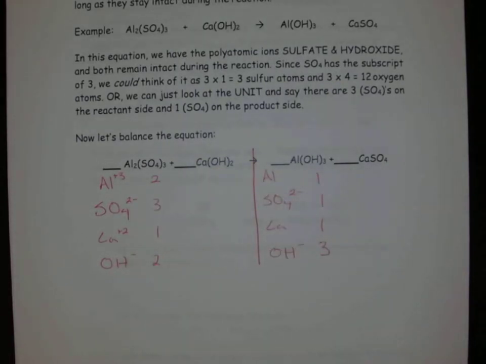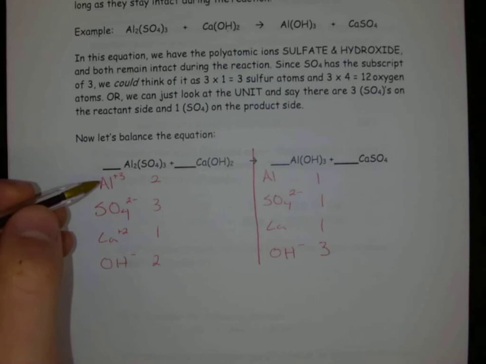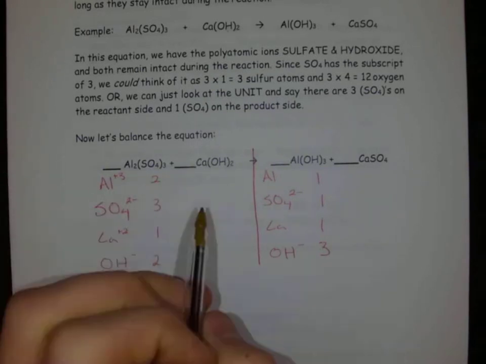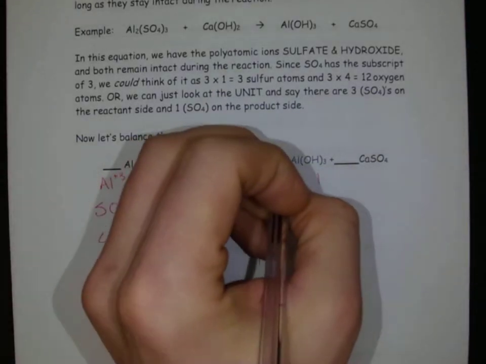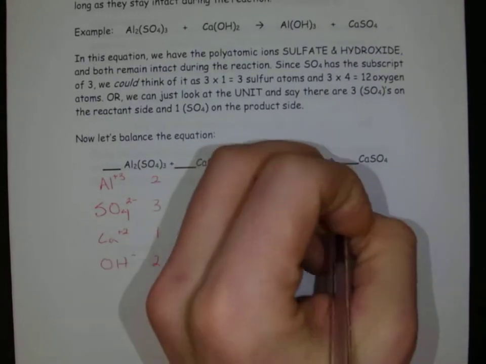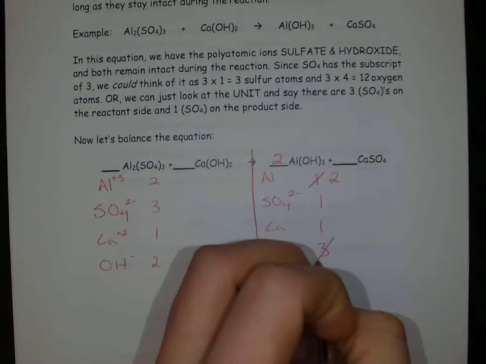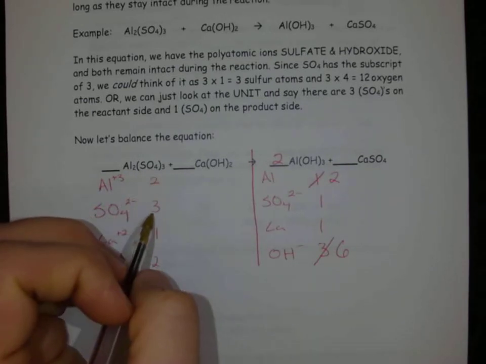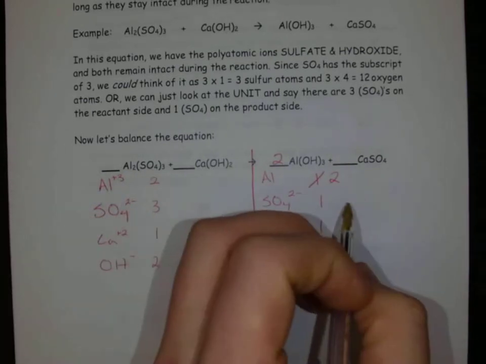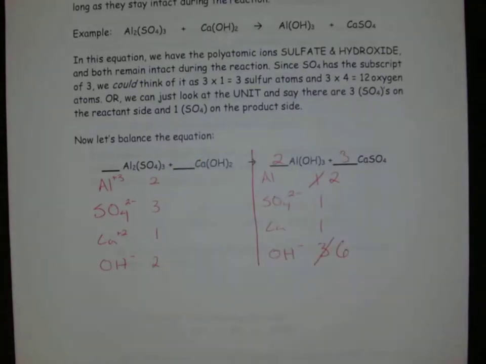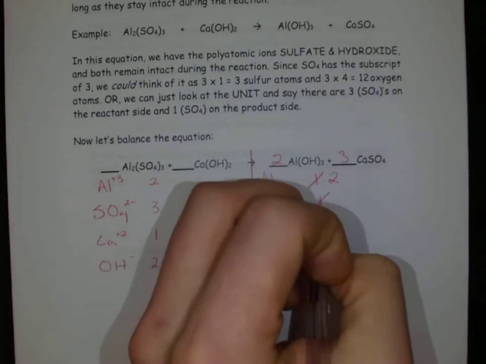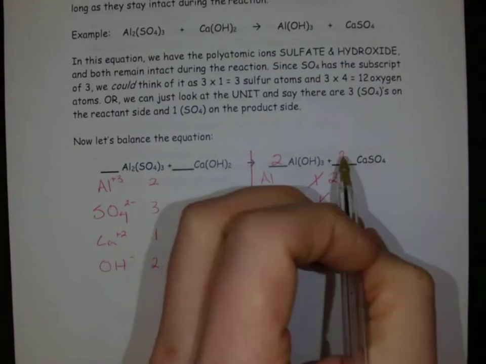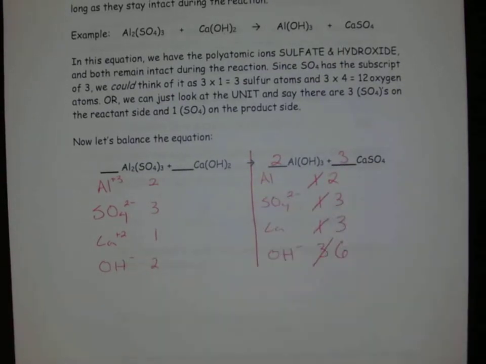Okay? So I'm just going to go down my list. This is a double replacement reaction, so I can just go down the list, and everything should balance out. Let's look at aluminum. I've got 2 over on this side, so I need 2 over here. So I'm going to put a 2 there. That changed my aluminum to 2, and it changed my hydroxides; now I have 6. Now let's look at my sulfates. I've got 3 on this side, so I'm going to put a 3 over on the right-hand side. That changes my sulfates up to 3 sulfates. It also changes my calciums to 3 calciums.